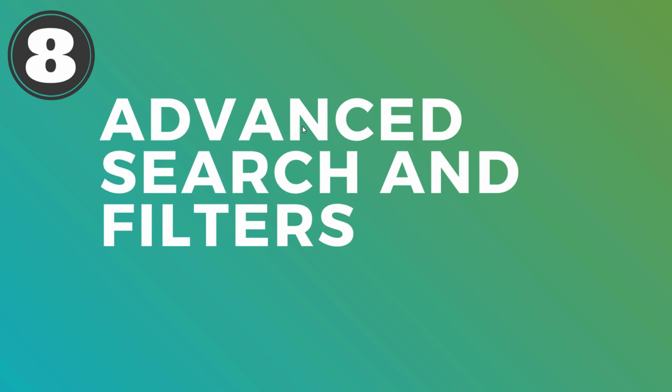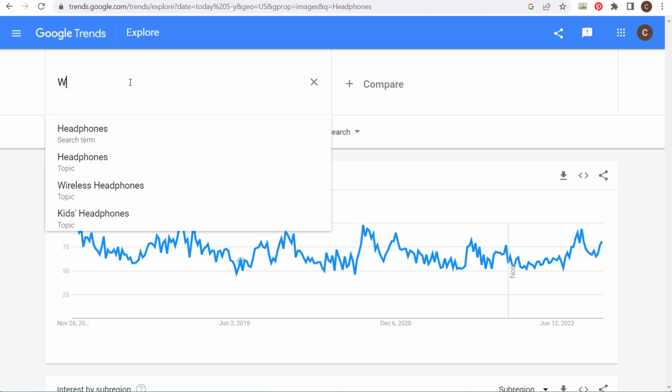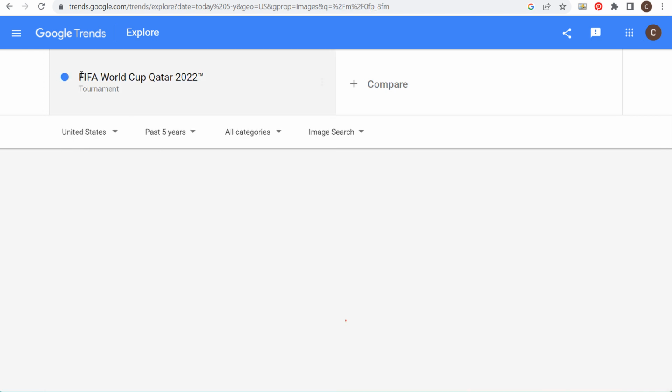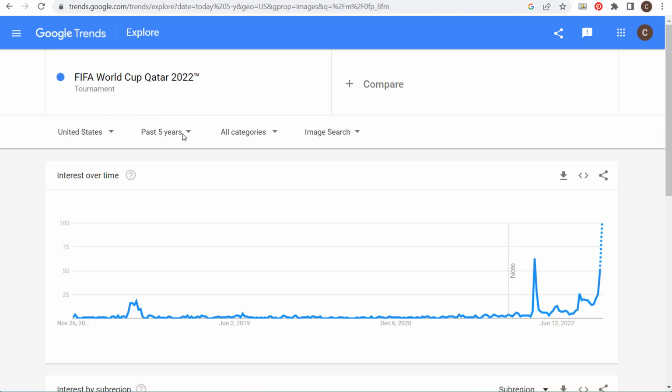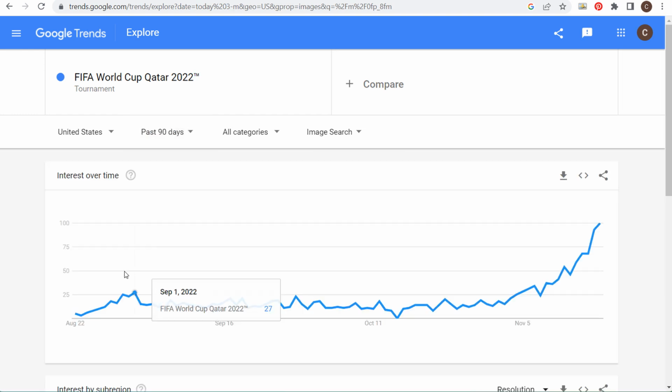So number 8, advanced search and filters. Now the next thing I want to go over is advanced search and filters. So let's go back to our World Cup example here, and let's say FIFA World Cup, and we could see the FIFA World Cup Qatar 2022 tournament. So we're going to open up the tournament page, and let's just say we're going to look up the last 90 days. So we can see some of the trend lines over the last 90 days.